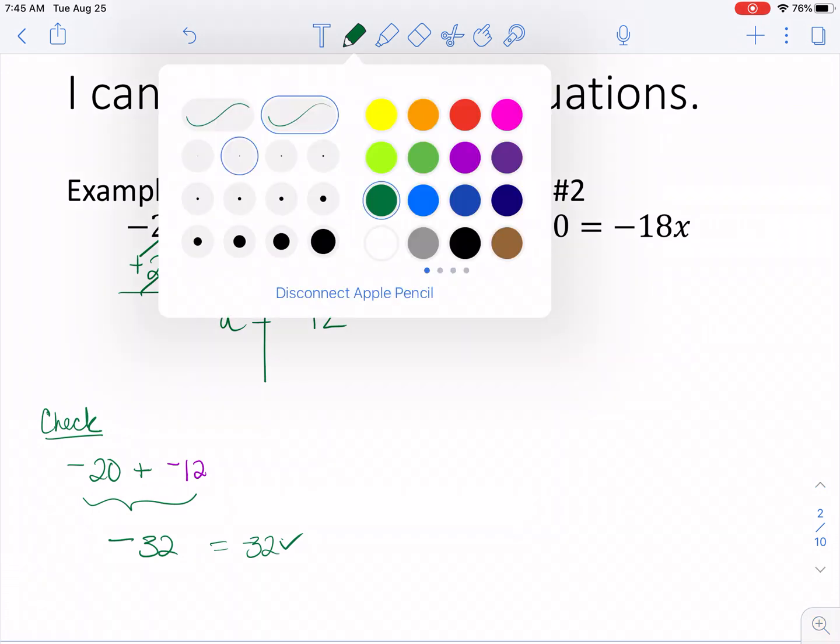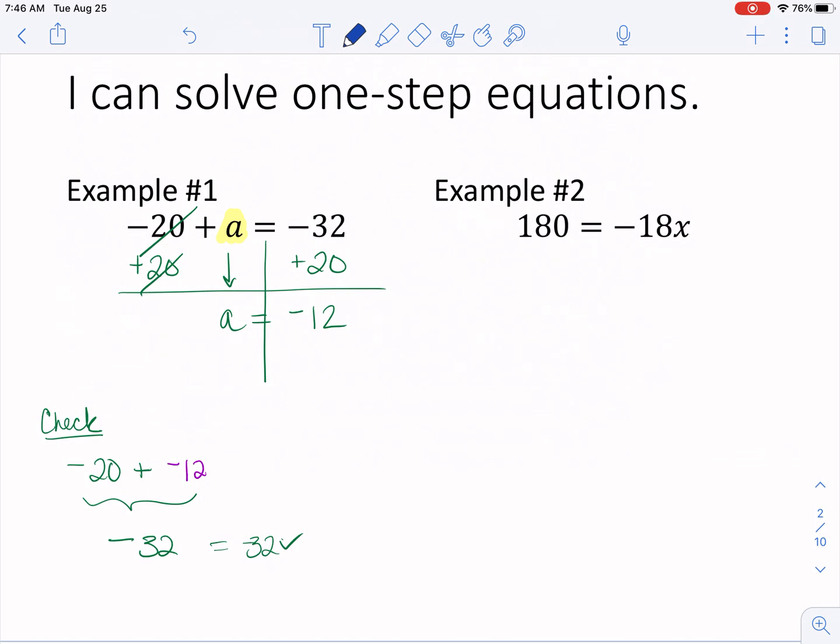All right, second problem. Example number 2, 180 equals negative 18x. What does it mean when the 18 and the x are connected and there's no symbol? You are correct. If there's no symbol, it means to multiply. And we know the opposite of multiplication is division, so I'm going to draw my line down. I'm going to divide both sides by negative 18. My negative 18 and negative 18 cancel. They divide out to positive 1, which leaves me x. 180 divided by negative 18 is negative 10.